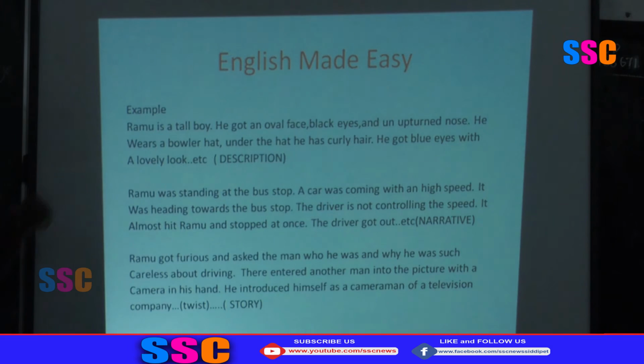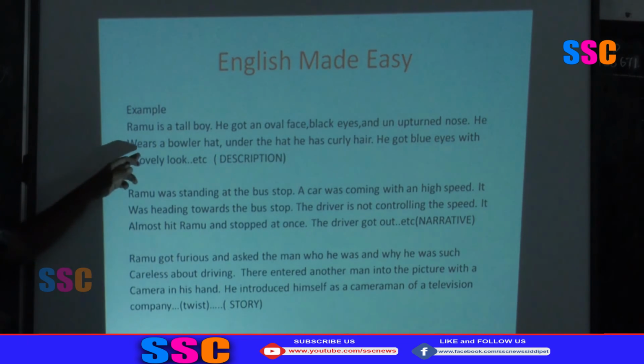See, Ramu was standing at the bus stop. A car was coming with a high speed. It was heading towards the bus stop. The driver is not controlling the speed. It almost hit Ramu and stopped at once. The driver got out, etc. So here in the narrative part, I have written the series of events that occurred in an order.